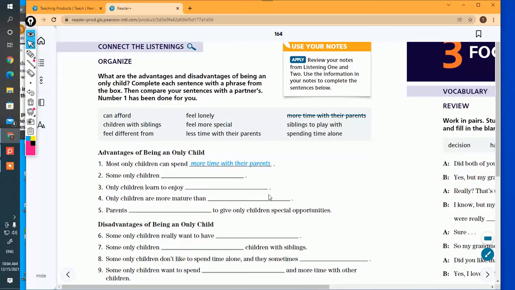Here we go with Unit 7, page 164. And there's some vocabulary here. And if it takes me a moment to answer, it's because I haven't checked it yet. It's the first time I've seen this. Here we're using information from both of the listenings. That's why they say connect the listenings.